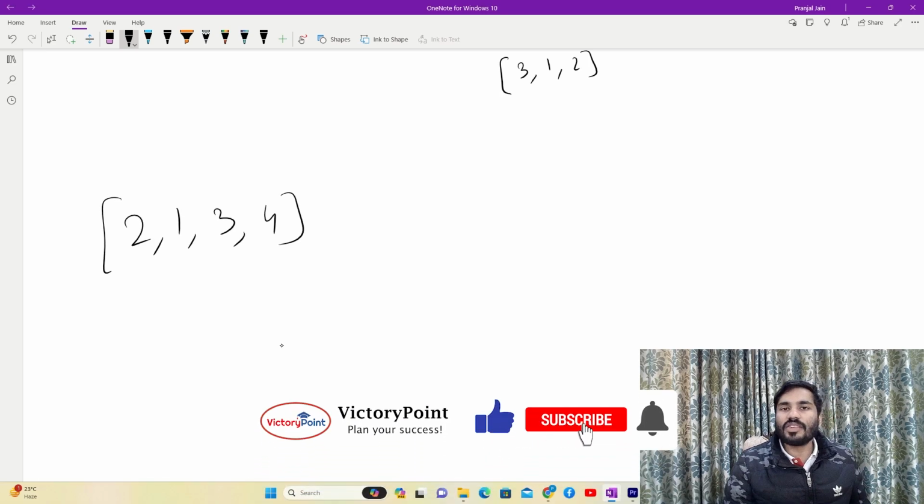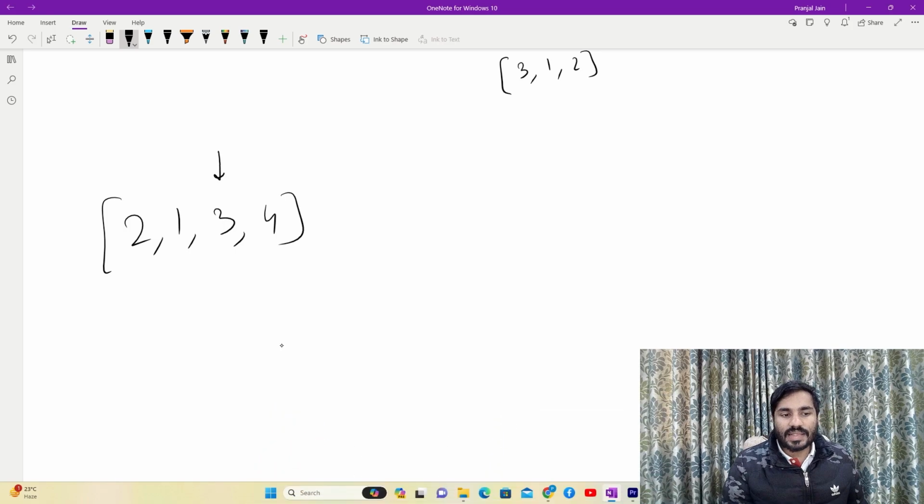So let's say we have this 2, 1, 3, 4. We start from the second last number. Is 3 greater than 4? No, it is not. So this is the index that you are looking for.